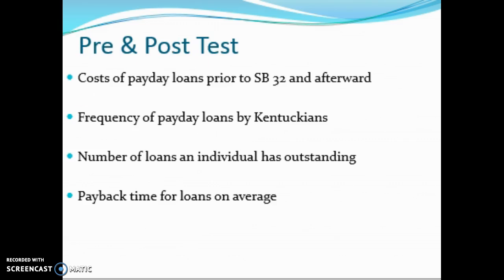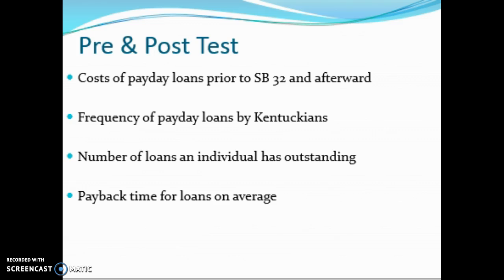In specifically looking at the quantitative data, this is where the pre- and post-test design will be most beneficial. To strengthen our evaluation design, we must collect data that proves that Senate Bill 32 did successfully lower the cost of payday loans in Kentucky and lessen the frequency with which payday loans are used by Kentuckians.